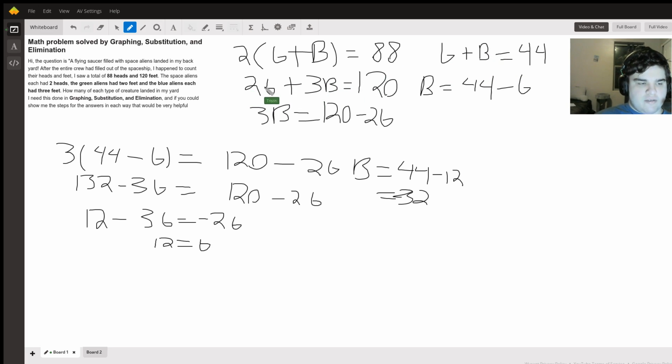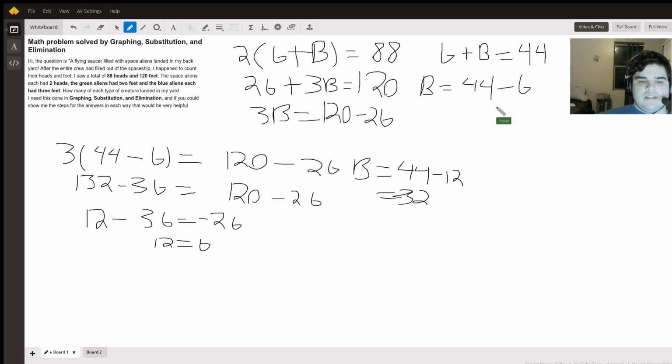Now we have this equation that comes from the second sentence. We know the total number of feet is 120, and that the green aliens have 2 feet, the blue aliens have 3 feet. So 2 times the green aliens plus 3 times the blue aliens is 120. And this equation right here is just a more convenient way of writing that, and so is this.